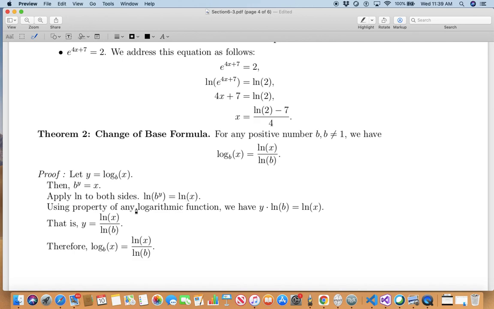Now using the properties of the logarithmic function, you see the power has to jump out. y times natural log b equals natural log x. Well, at this point, I can divide both sides by natural log b. y equals natural log x over natural log b. What was y? That was log to the base b of x. That's natural log x over natural log b. We have proved this theorem.